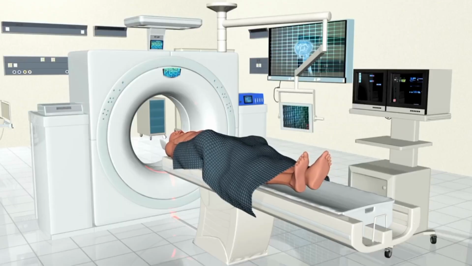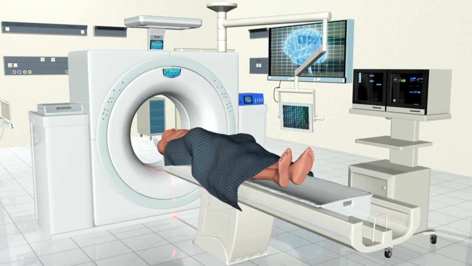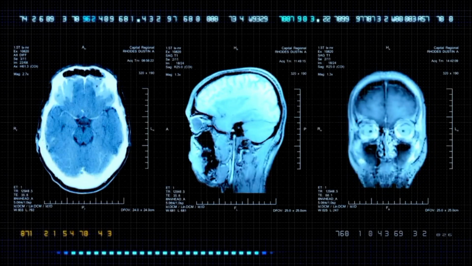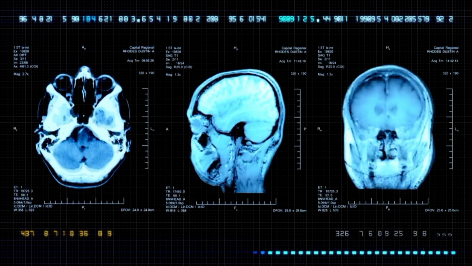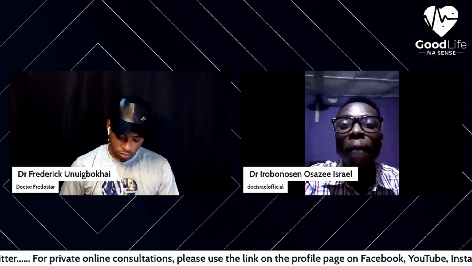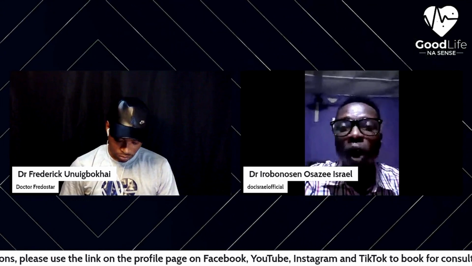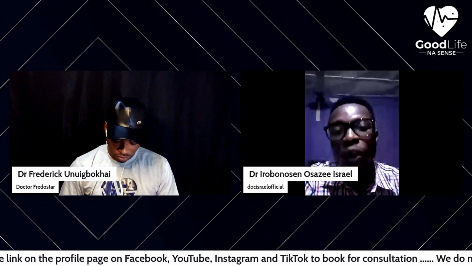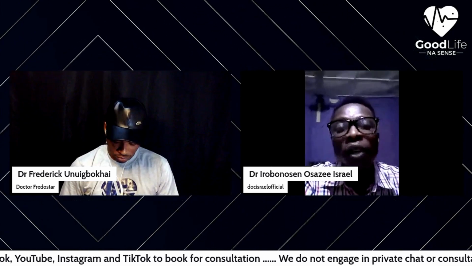One of the investigations is a CT scan of the brain. When you do a CT scan of the brain, you check the head to see what is happening in the brain. That's one. Another one is a blood test, to check for clotting factors. You want to know if this person's blood flows well, or if this person's blood can clot quickly.